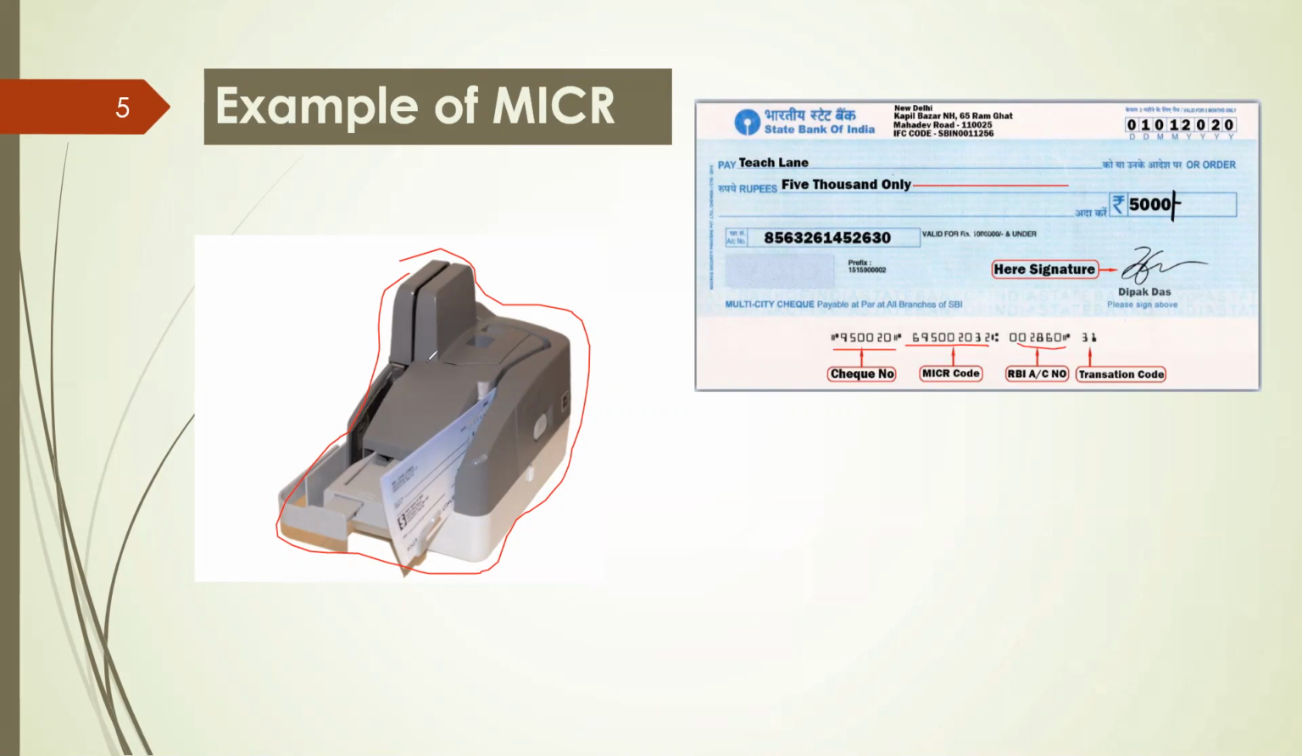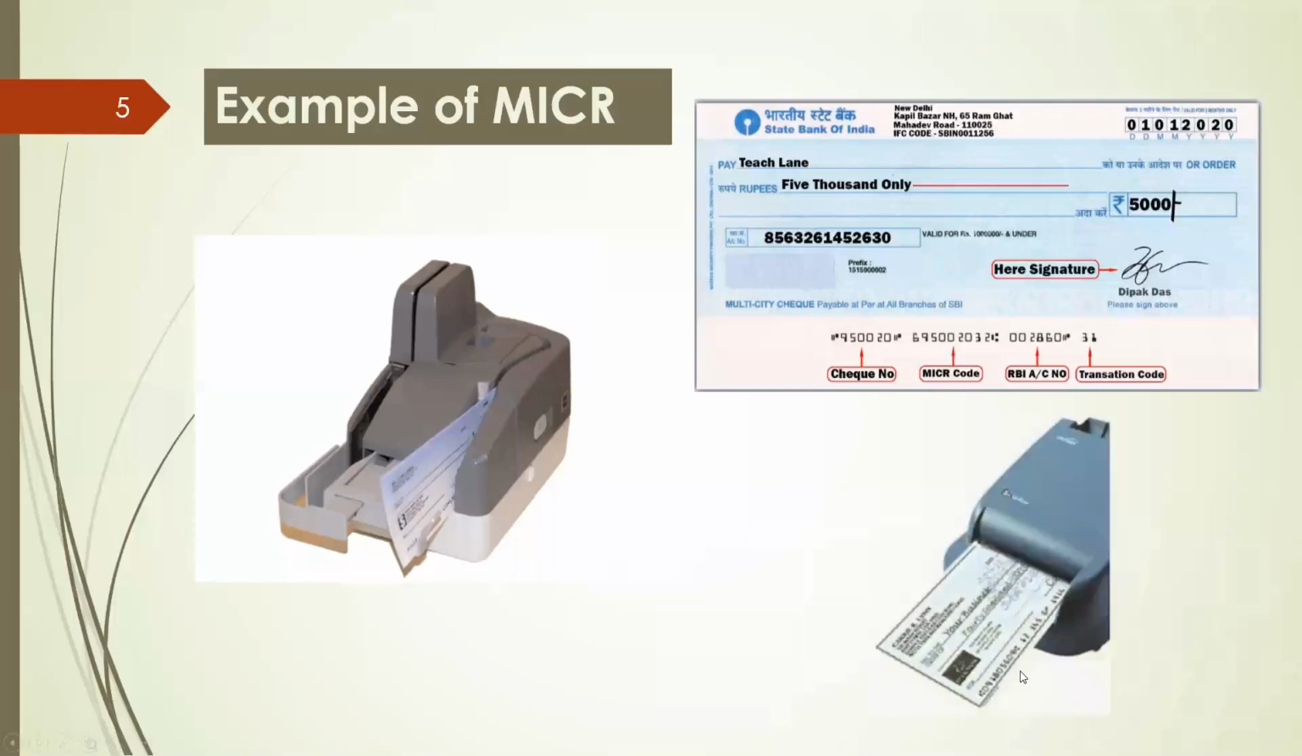Different types of machines are there. You can see here one more machine, this is the one. This checkbook will be inserted in this machine, and this machine will read the MICR code. Okay students, so this way the MICR code can be recognized.